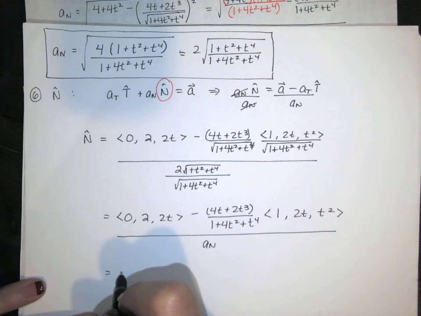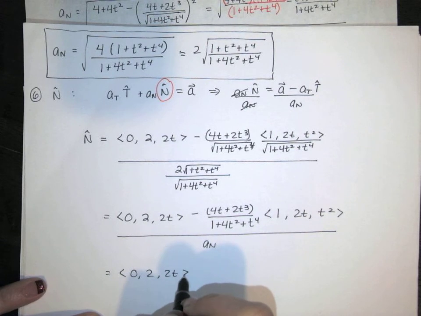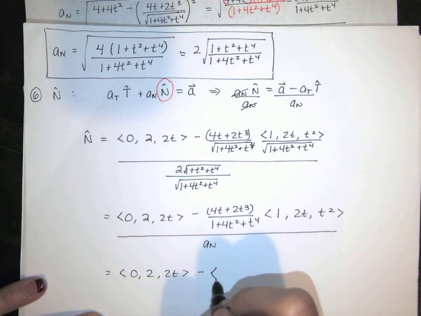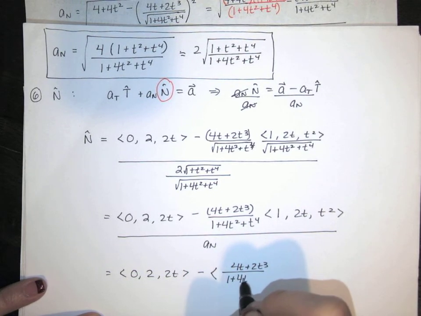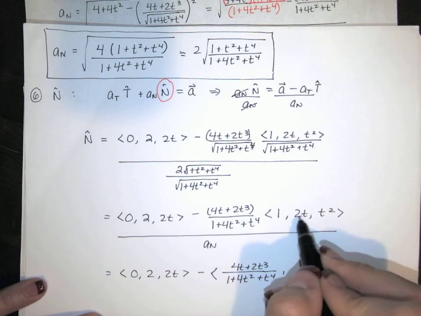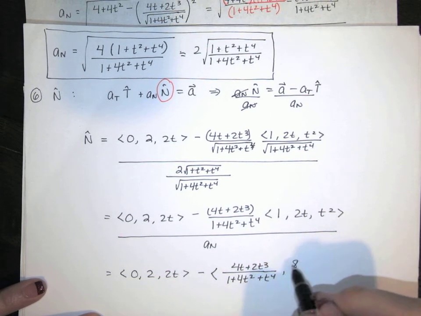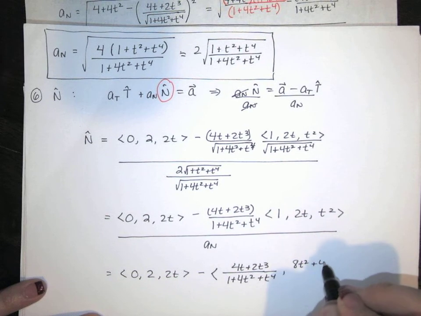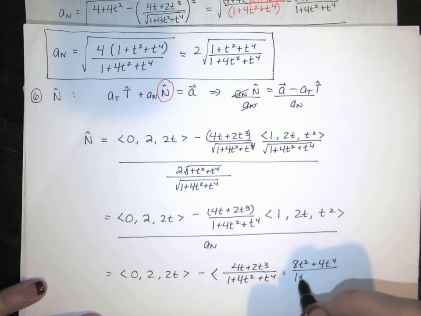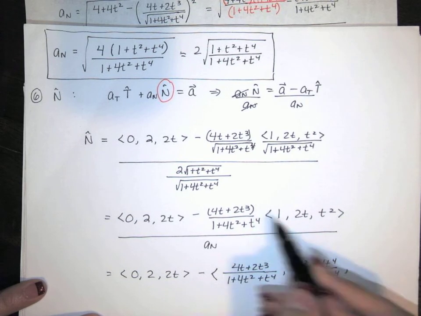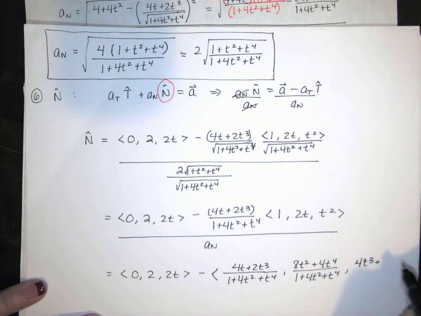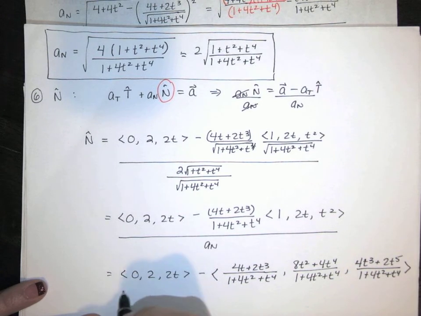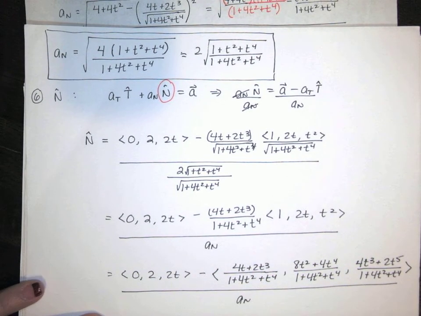So I'm still working in the numerator. Distribute that guy. 2t times that is going to give me an 8t squared. Distribute the 2t to both terms. T squared times that, it's 4t cubed, distribute to both terms. You're subtracting those two vectors and you're dividing by a sub n.